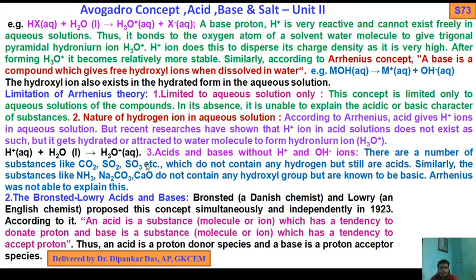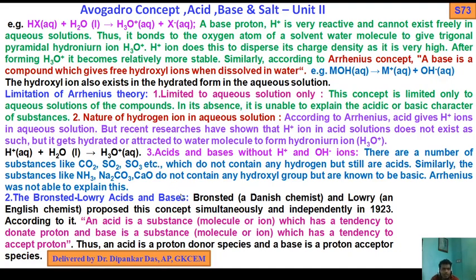Number 3, acid and base without H plus and OH minus ions. There are a number of substances like carbon dioxide, sulfur dioxide, sulfur trioxide, etc., which do not contain any hydrogen but still are acids. Similarly, substances like ammonia, sodium carbonate, calcium oxide do not contain any hydroxyl group but are known to be basic. So Arrhenius was unable to explain this. These are the limitations or drawbacks of the Arrhenius theory.